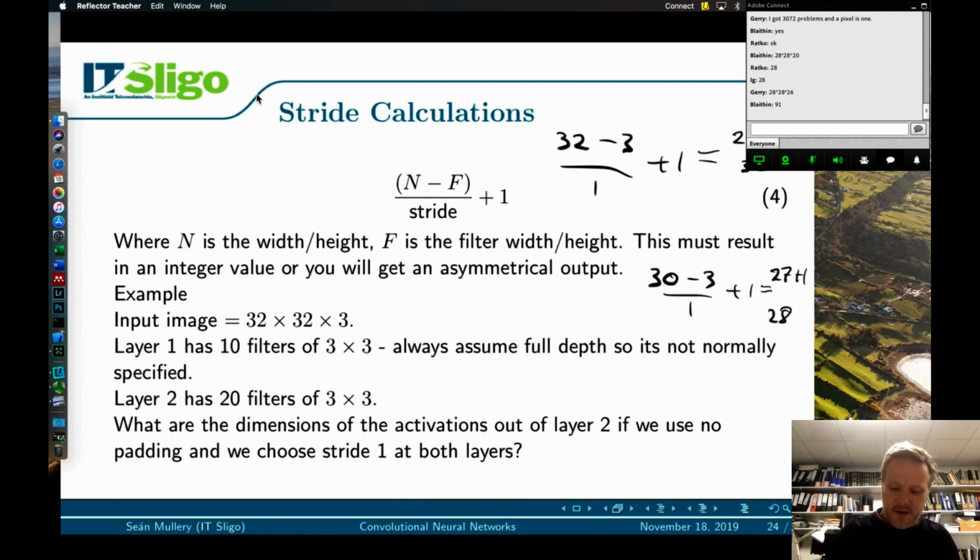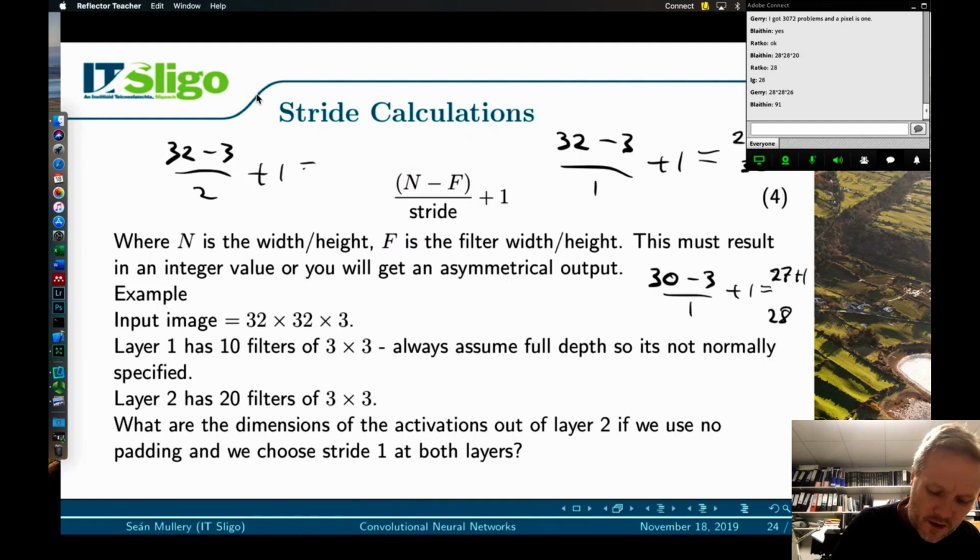Just be careful. Let's say, for example, that I decided to use a stride of 2 in any of these cases. So that's 32 minus 3 divided by 2 plus 1. You can see that we're going to end up with 29 divided by 2, which is going to give us a non-integer. And then we add 1 to it, which will still give us a non-integer. So we've got a problem there.